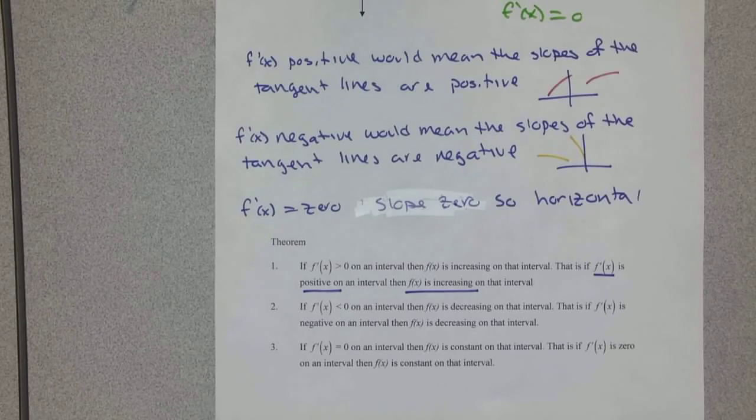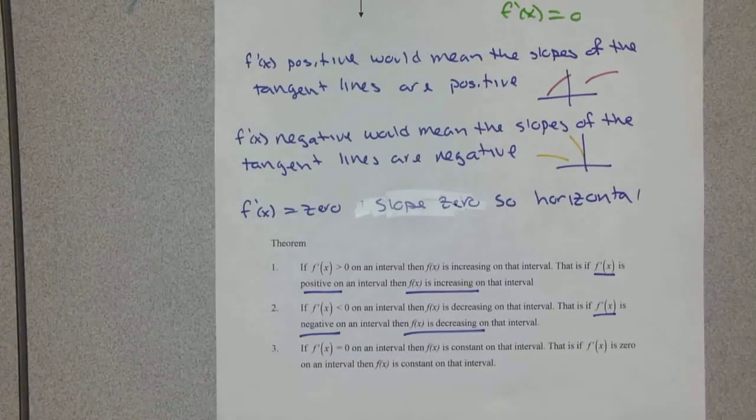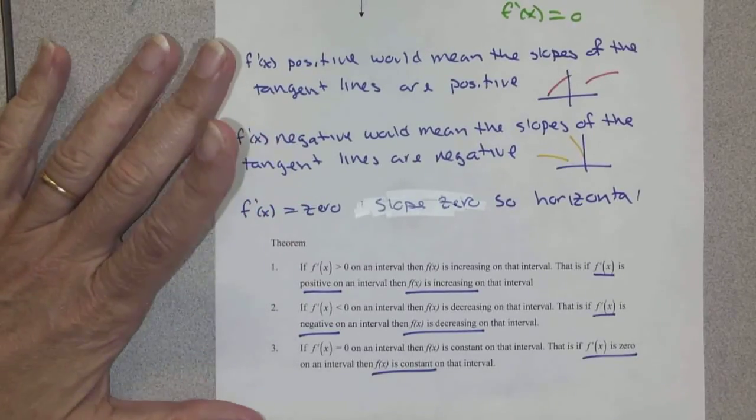If f prime of x is less than 0 on an interval, then f of x is decreasing on the interval. That is, if f prime of x is negative on an interval, f of x is decreasing. Derivative negative, f of x decreasing. And then finally, if f prime of x equals 0 on an interval, the function is constant on the interval. F prime of x 0, f of x constant.